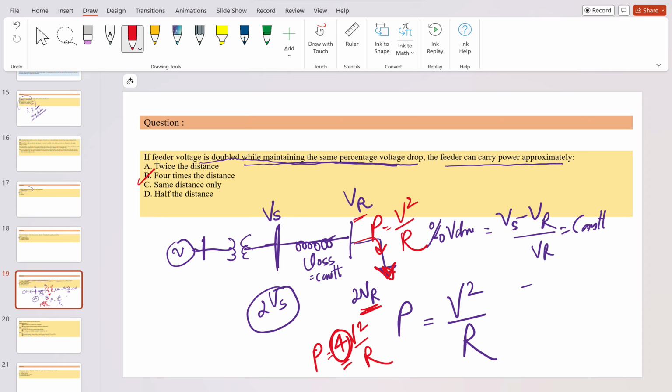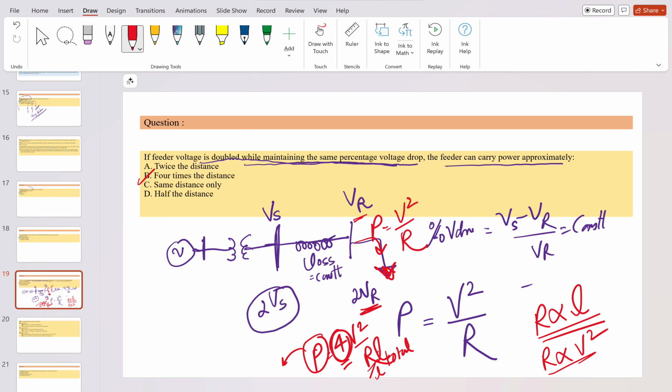Because R is proportional to length. So when you see that R is proportional to V square, I'm considering the power is constant, and R is actually proportional to length. R per unit length multiplied by the total length L, in that sense the power will be proportional to length. When the power becomes four times, the length will become four times.